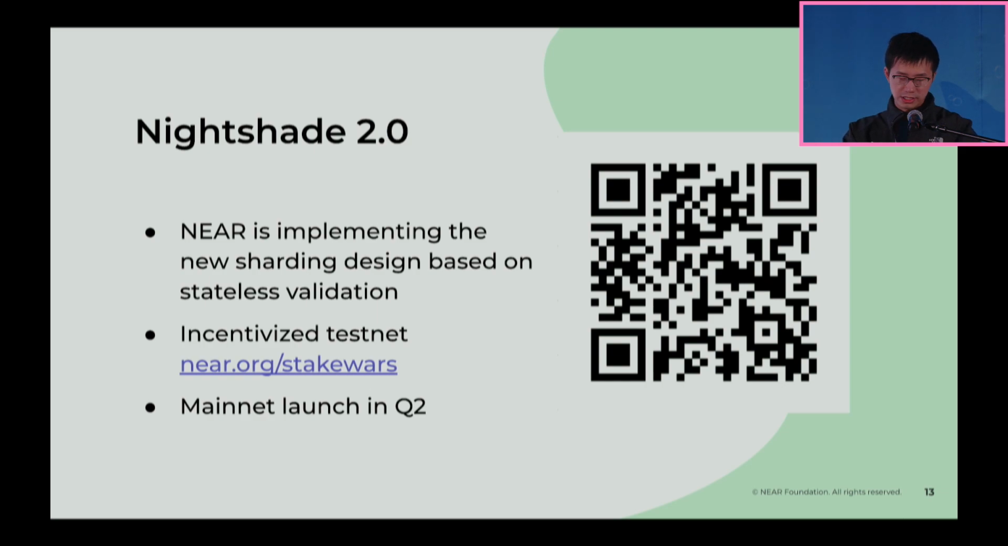We're aiming to launch mainnet at the end of Q2, and hopefully that will bring a lot more scalability and transaction throughput to the network.